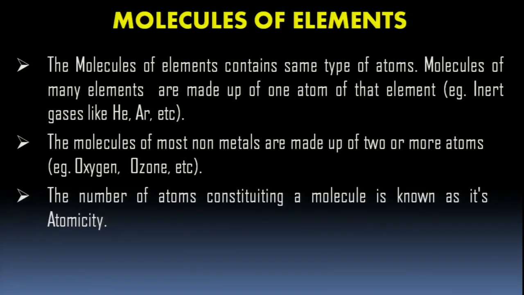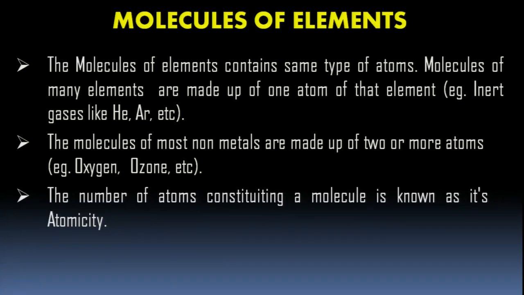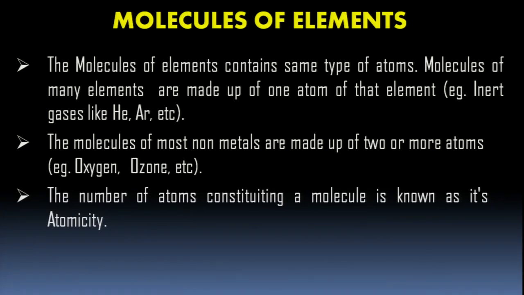Now, molecules of elements. As we had discussed, children, the molecules of elements contain same type of atoms. Molecules of many elements are made up of one atom of the element. For example, as I have told you, inert gases like helium, neon, argon, krypton, xenon, and all those things. Because they are noble, they don't want to mix with anybody. Like others, molecules of most nonmetals are made up of two or more atoms. Example, oxygen, O2, ozone, O3, chlorine, Cl2, nitrogen, N2, these are in gaseous forms. The number of atoms constituting a molecule is known as its atomicity.